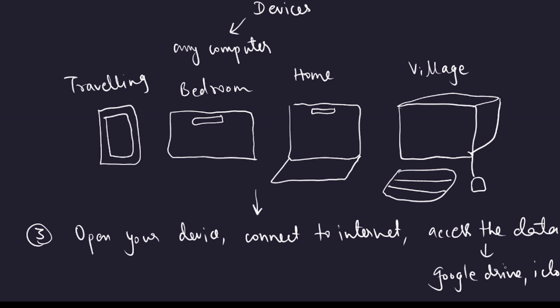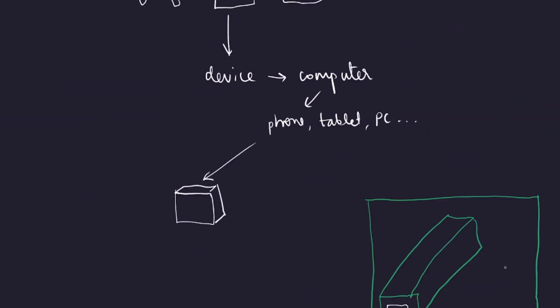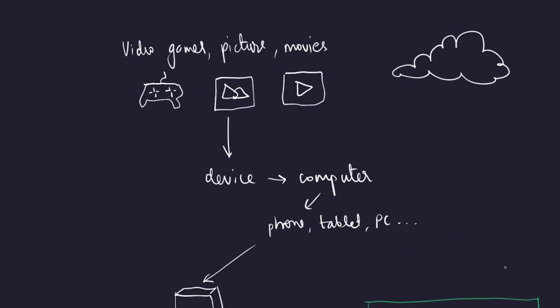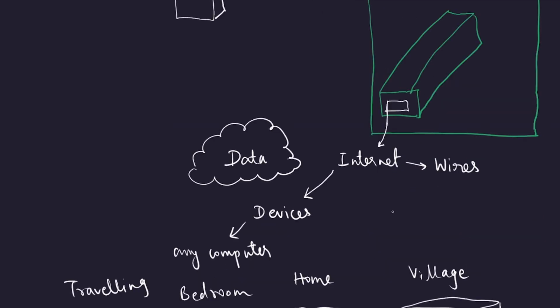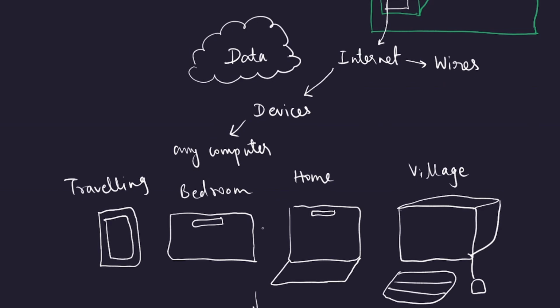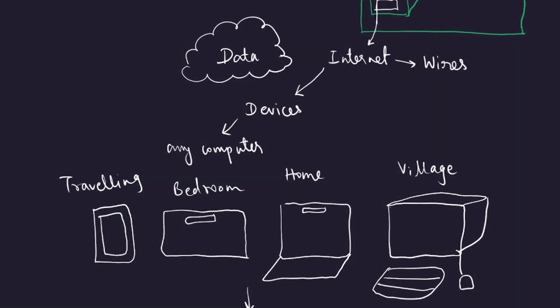So let me summarize this. The cloud which we are talking about here is basically a data center which uses the internet and transfers the data through wires to your devices, and then you are able to access it seamlessly on any device no matter where you are. That's what the cloud does.